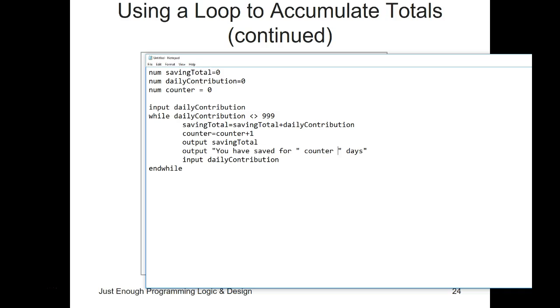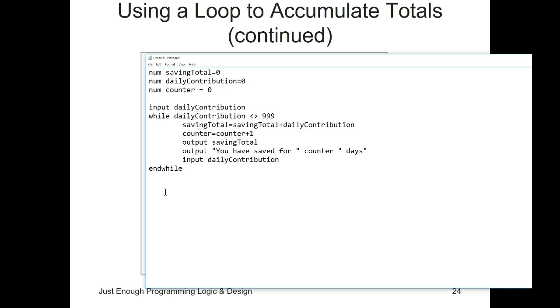So now it's not only going to add up my values, but it's also going to tell me how many days I have saved up. So if I have 1 day, 10 days, until I type in 999 into that daily contribution, it's going to put that out. So we would say, all right, now we saved $1.